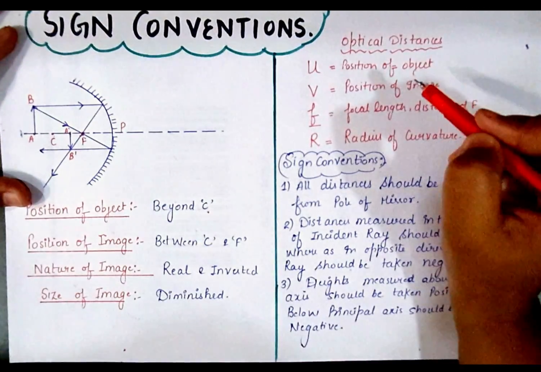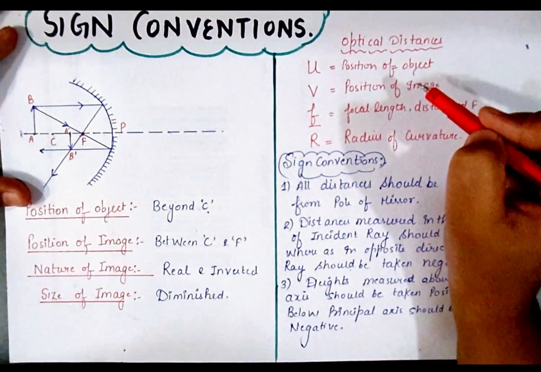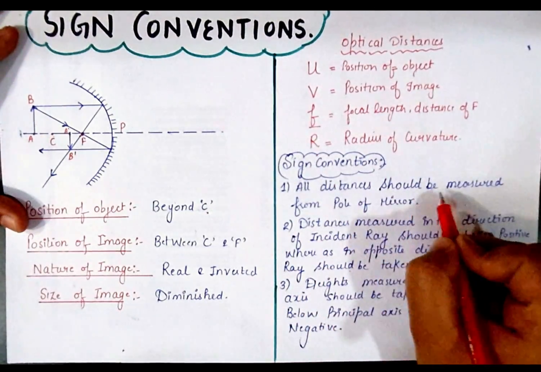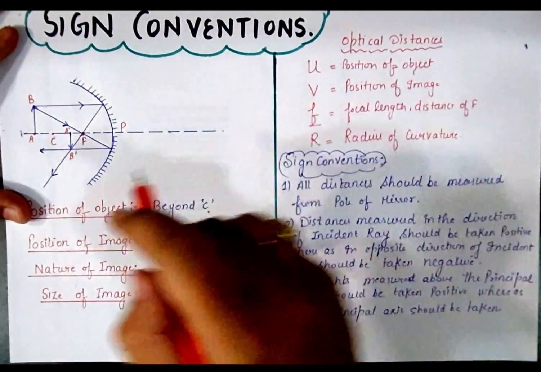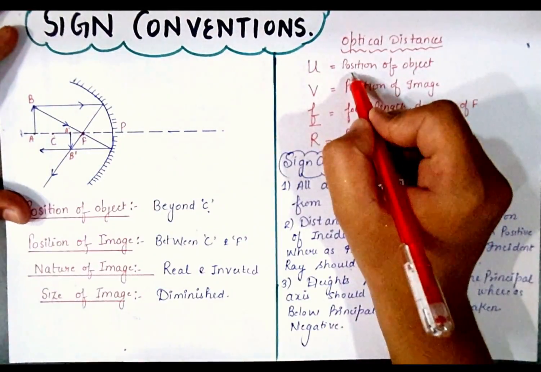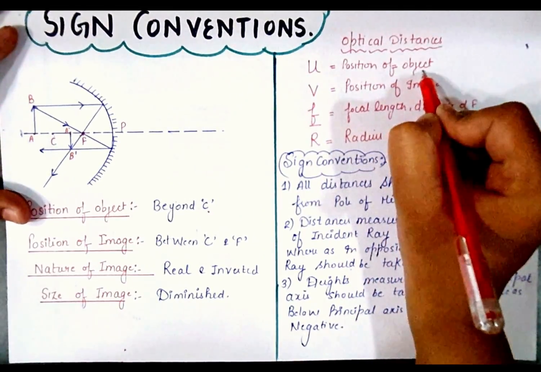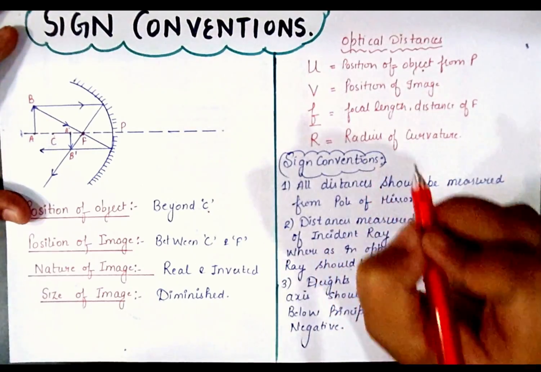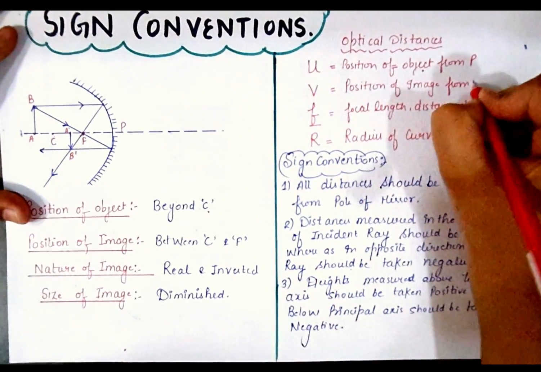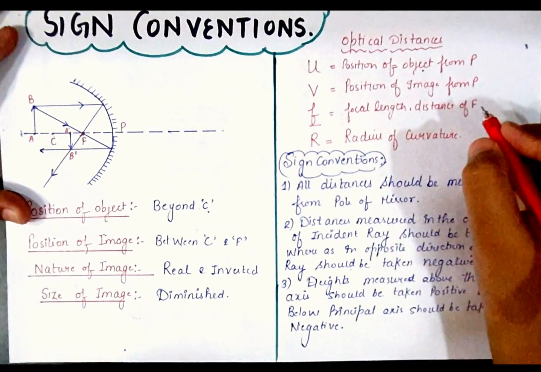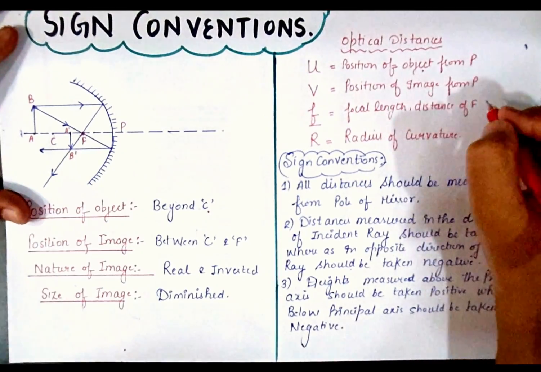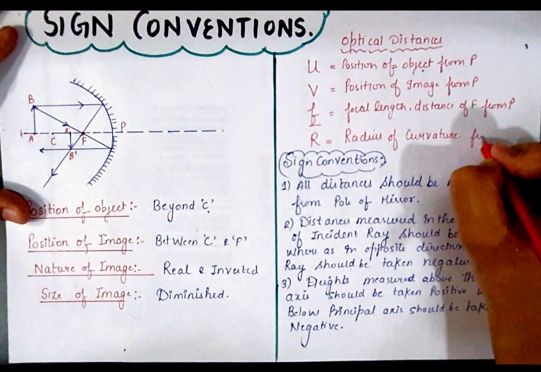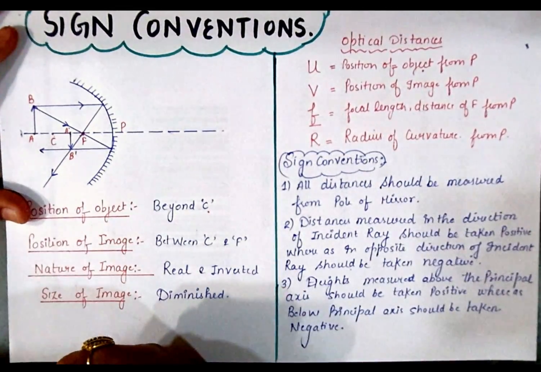But from where these distances need to be measured, this we have to learn using sign conventions. So let's start. Your first sign convention says all distances should be measured from the pole of the mirror. So students, all distances, I mean to say, if I have to measure the position of the object, from where do I need to measure this position? That is from the pole. Similarly, if I have to measure the position of the image, from where do I need to measure? It is from the pole of the mirror. Similarly, focal length or distance of F or position of F needs to be measured from the pole of the mirror. And the radius of curvature should also be measured from the pole of the mirror.